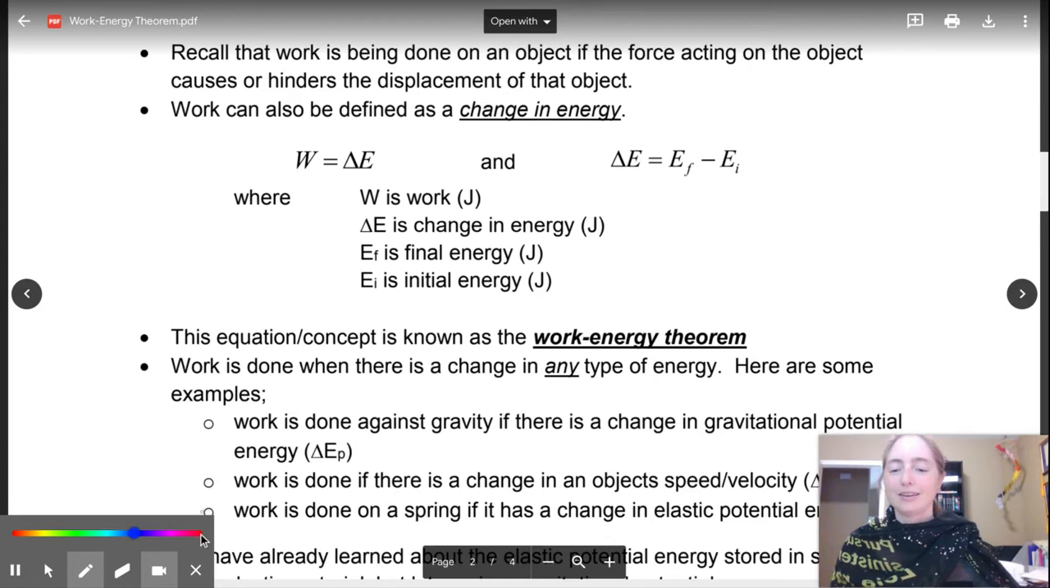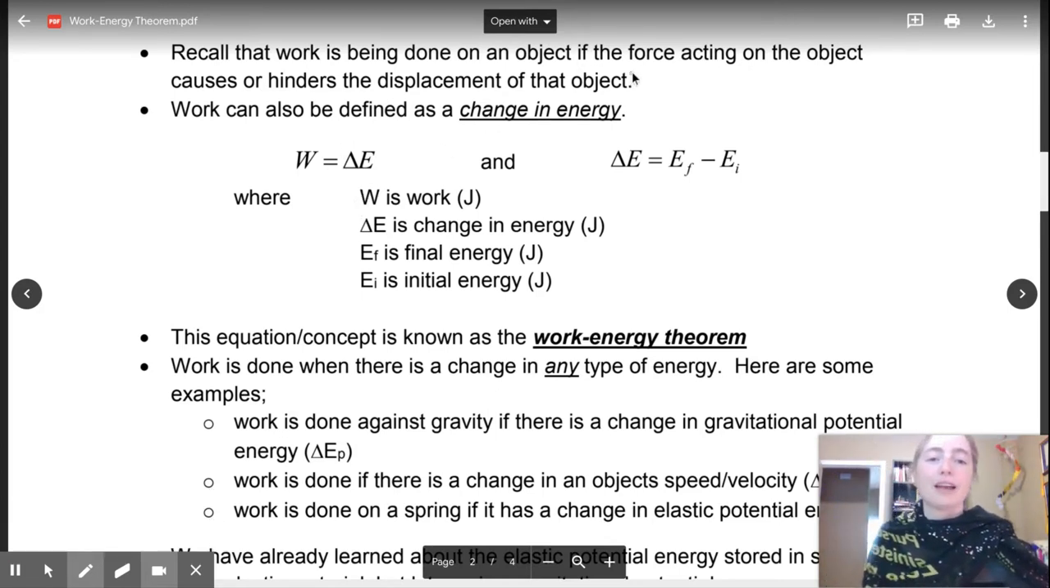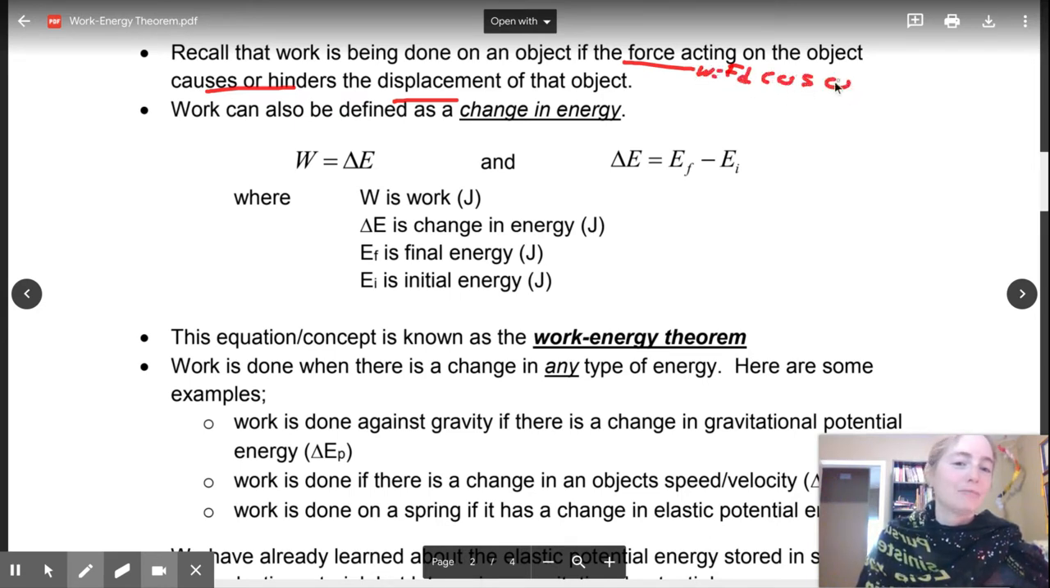All right, so ladies and gentlemen, let us begin with the work energy theorem. Once again, remember that if you're going to have a force applied to an object, and it is going to either cause or hinder the displacement of the object, then our work is equal to force times distance times cosine theta. That's the previous definition of work that we were looking at. We're going to look at another way to look at work. We can also look at work as a change in energy.